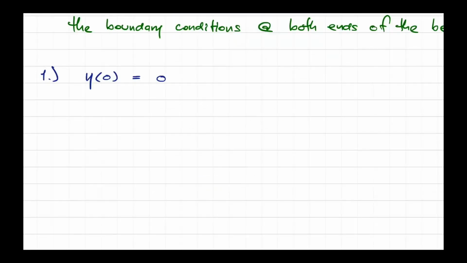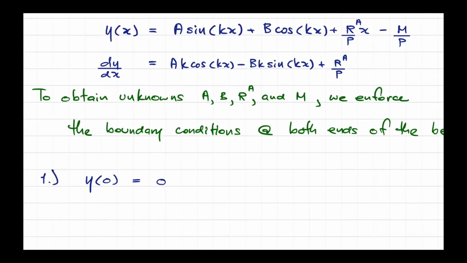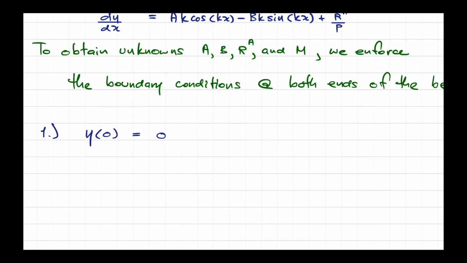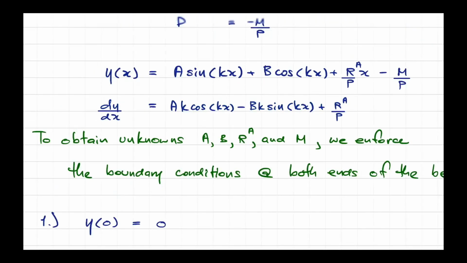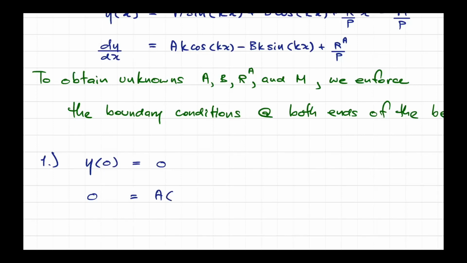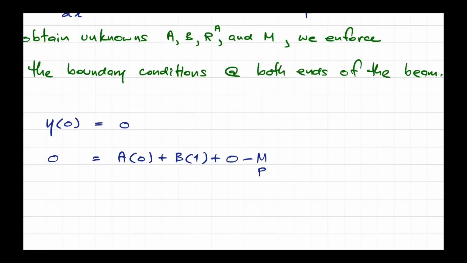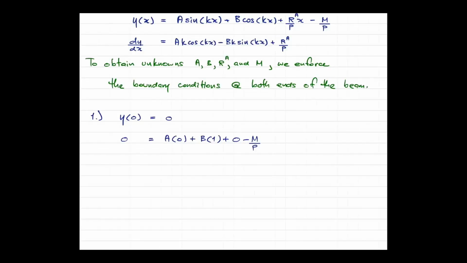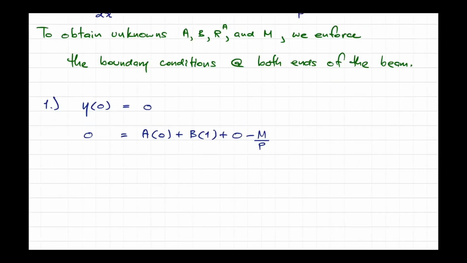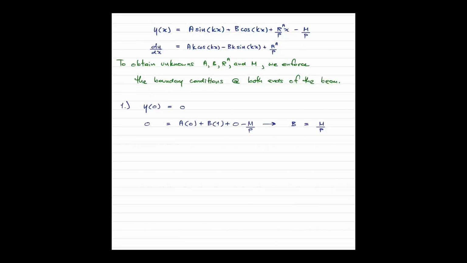So we come over to here, we plug in 0, so 0 is equal to A times 0 plus B times cosine 0, which is 1, plus 0 minus M over P. So we say that B is equal to M over P. Alright, that's the first information we obtain.